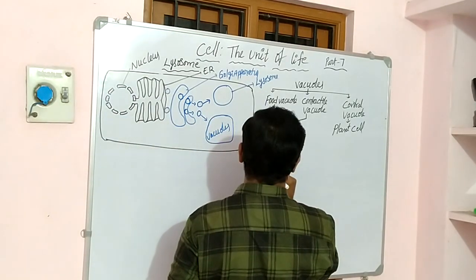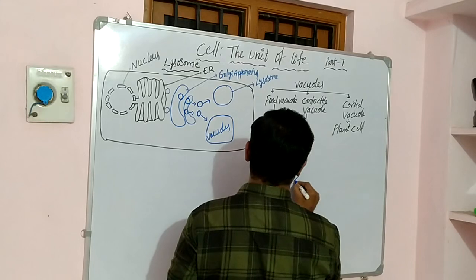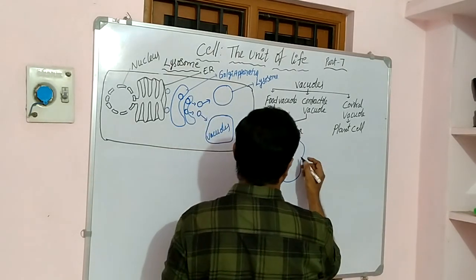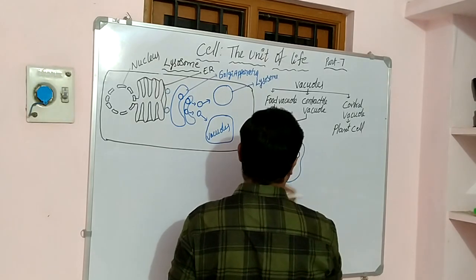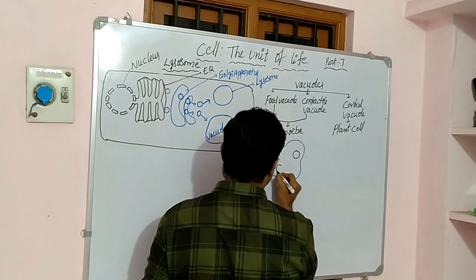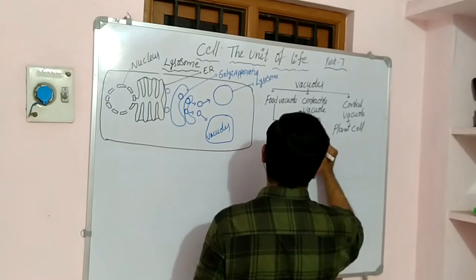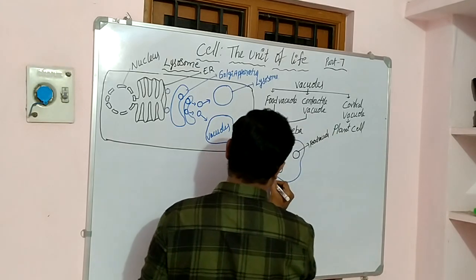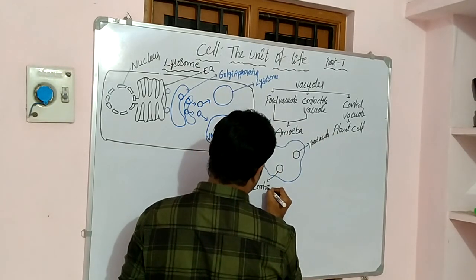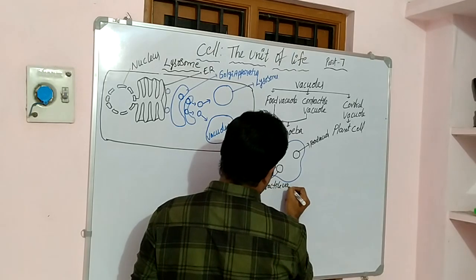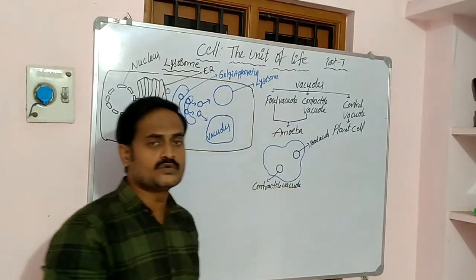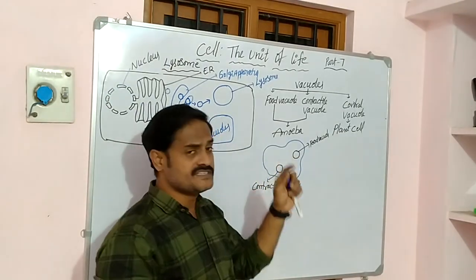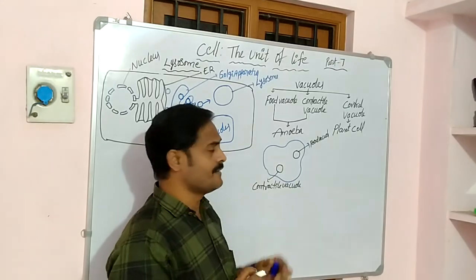See, I will draw the amoeba diagram. Suppose this is the amoeba. It consists of two major types of vacuoles. One is called food vacuole and another one is called contractile vacuole. So this is food vacuole and this is called contractile vacuole. Understood? Two types of vacuoles are present. So what is the use of these vacuoles in this amoeba?